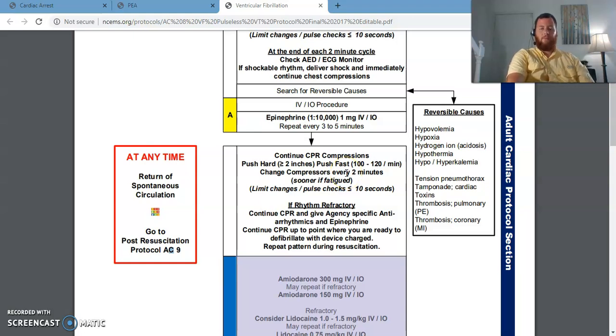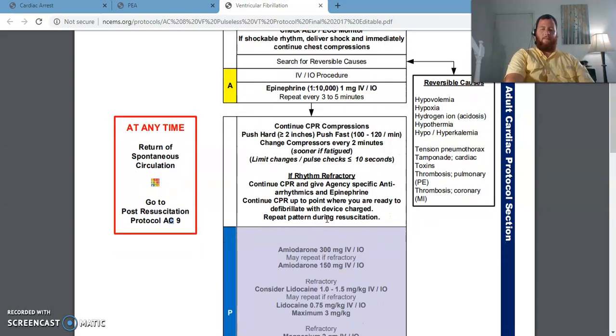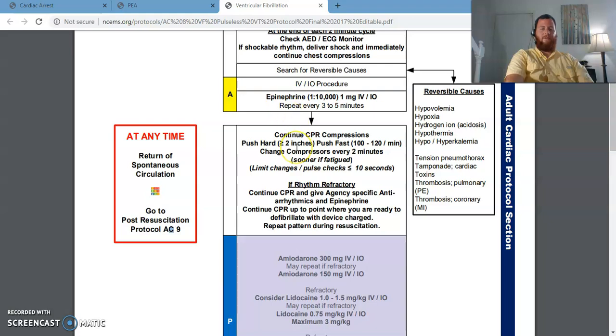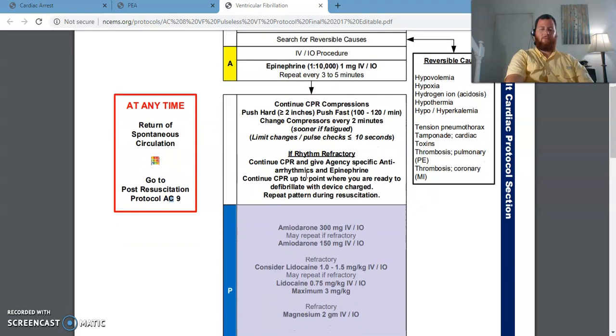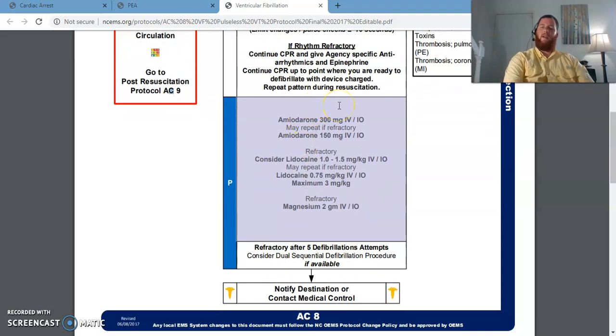All right. So let's continue down. We are giving epi, we're defibbing every 2 minutes. There are a couple of drugs which are commonly given in the pre-hospital setting for pulseless VTAC and VFib. You already have been exposed to both for the treatment of VTAC with a pulse, but our dosing is going to be a little bit different for cardiac arrest.